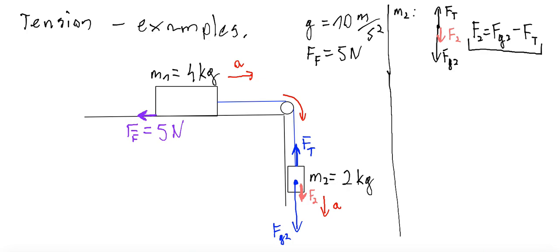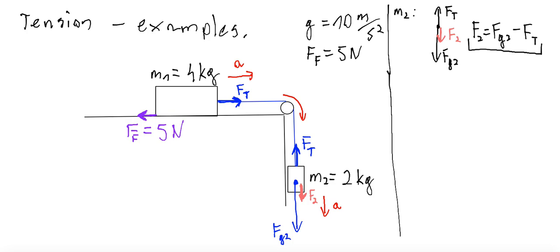Now let's focus on mass m1. m1 also experiences two forces. Force of tension, which is directed to the right, Ft, and frictional force, which is directed to the left. Of course tension is bigger than frictional force because the system moves to the right. Of course, there can be a situation when friction is huge and the system is at rest because tension is able to keep the system at rest, but not in this situation.